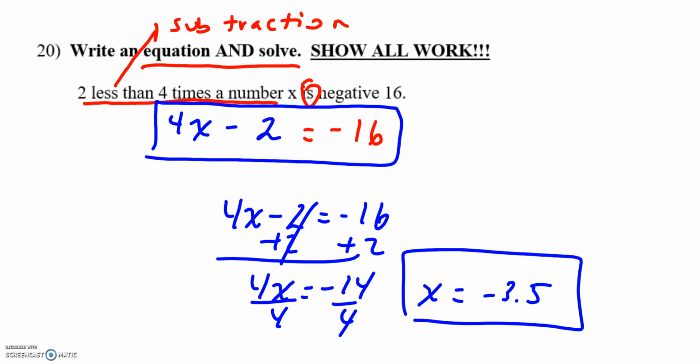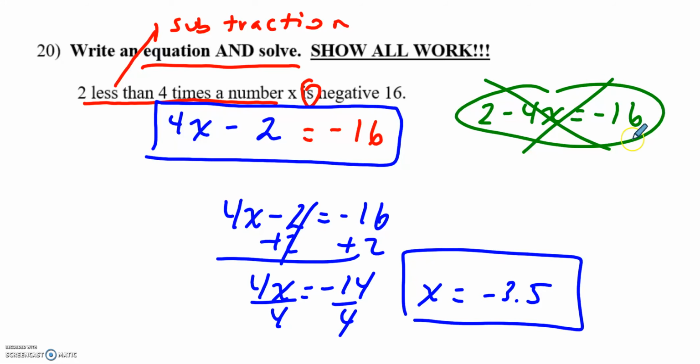I would say the most common mistake I saw on the test was this. A lot of people had 2 minus 4x equals negative 16. The reason this is not correct is because when it says 2 less than, that means that the multiplication came first and then we subtracted 2, rather than subtracting the multiplication from the 2. So if you got this incorrect on the test, please just be careful of that on the upcoming second test.